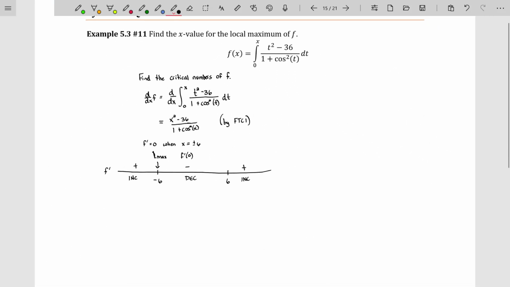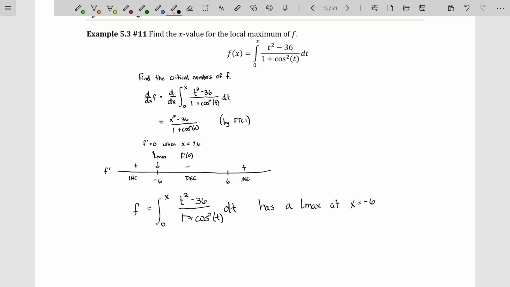So f, which is the integral from 0 to x of (t squared minus 36) over (1 plus cosine squared of t) dt, has a local max at x equals -6.